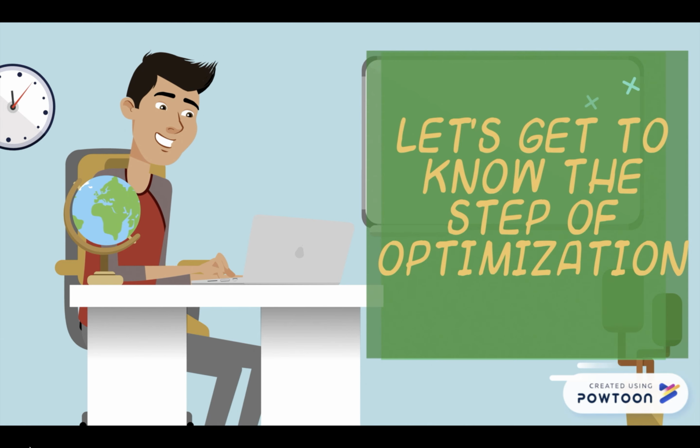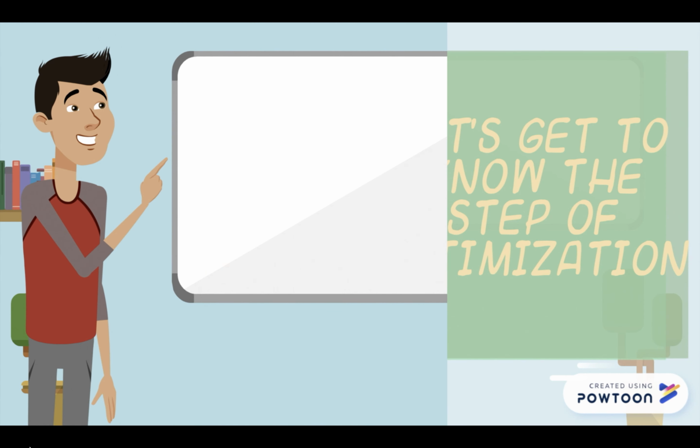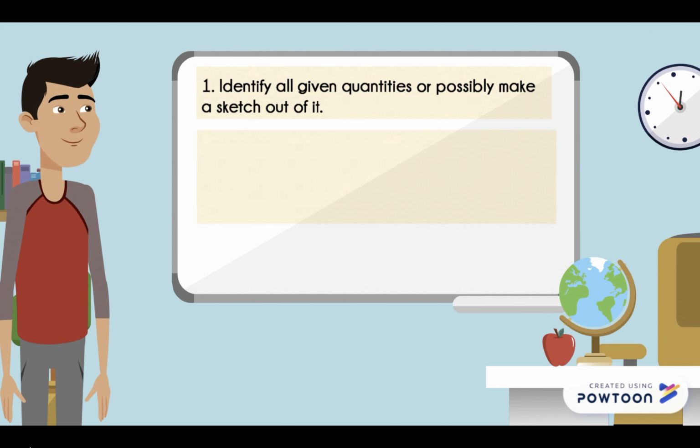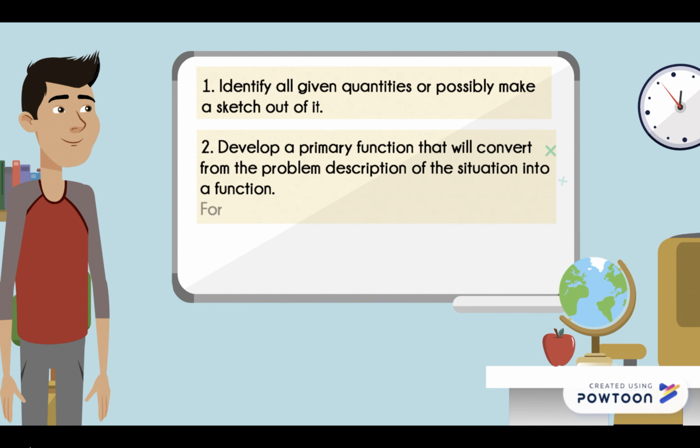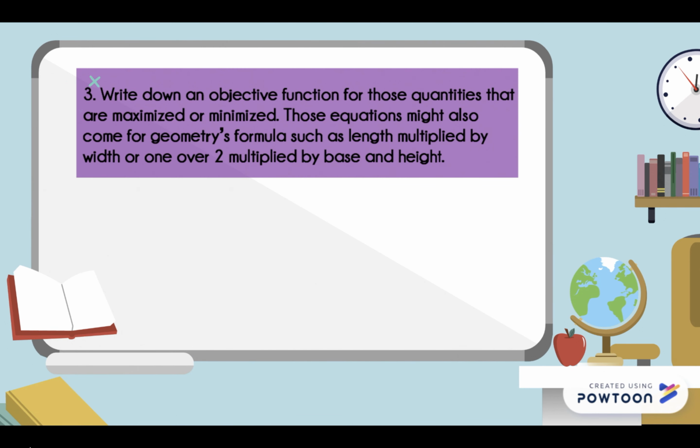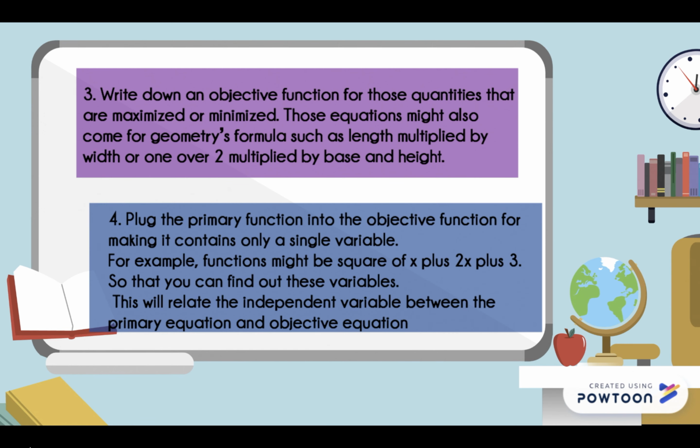So let's move on to the steps of optimization. Firstly, identify all quantities or possibly make a sketch of it. Second, develop a primary function that will convert the problem description of each situation into a function. Number 3, write down objective functions for those quantities that you are going to maximize or minimize. Sometimes equations may come from geometry formulas. Number 4, plug the primary function into the objective function to make it contain only a single variable.